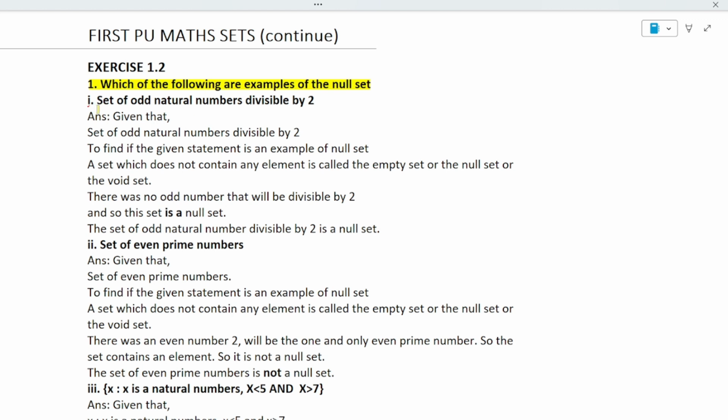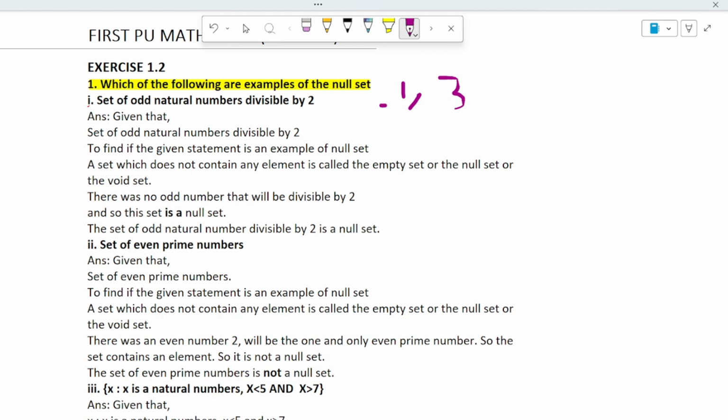Now the first question they have given is set of odd natural numbers divisible by 2. Let's understand this question. They have given odd numbers. Let's take 1 and 3 as examples. If we divide 1 by 2, it is not divisible by 2, and if we divide 3 by 2, it is also not divisible by 2. So we can say no elements will be present in this particular set. So we can say this is a null set.